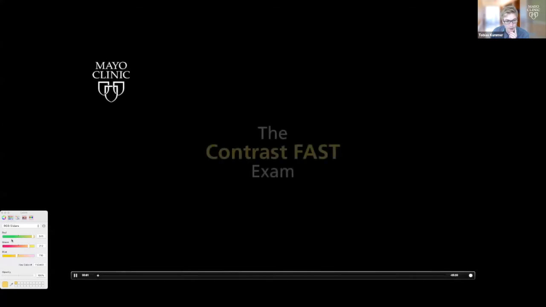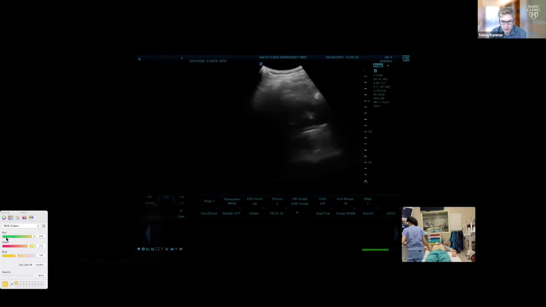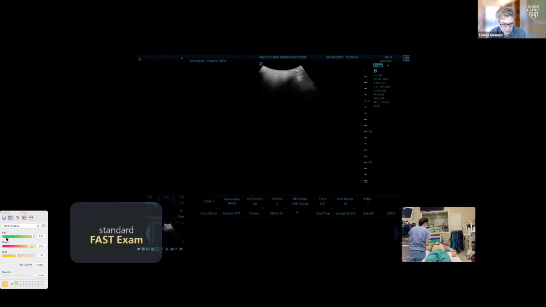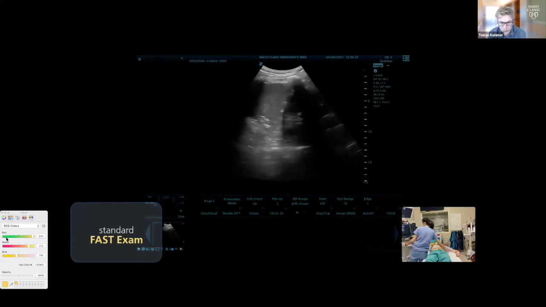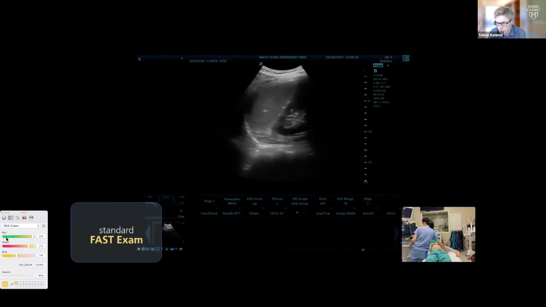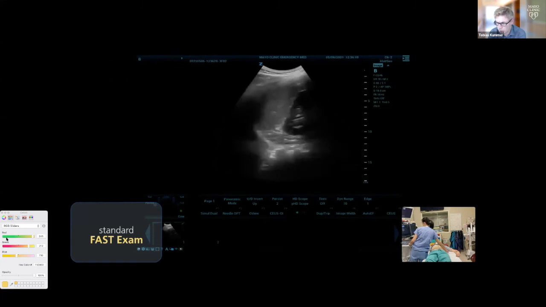So when we do this, obviously in the beginning, we do a standard FAST exam. Down on the right side, you have our exam, and the screen is there. I would like to see how well we're able to visualize the organs, especially in adults. It might not be worth giving contrast if you really have poor visualization of the organs.